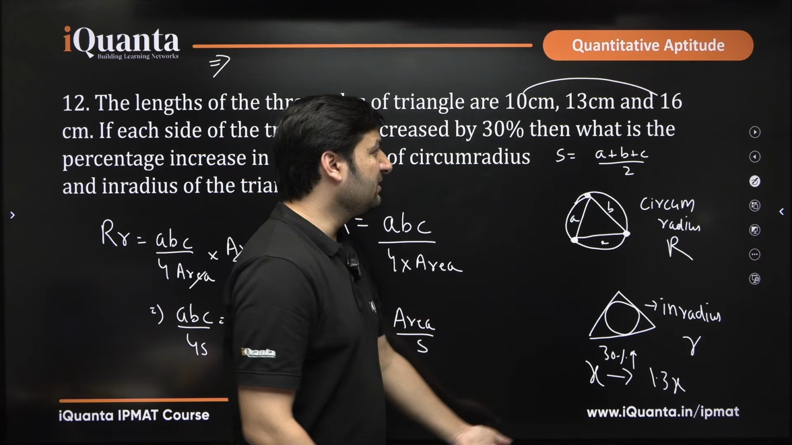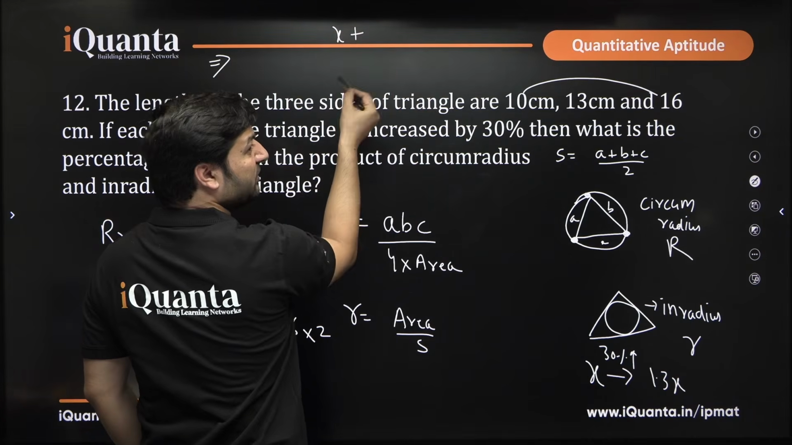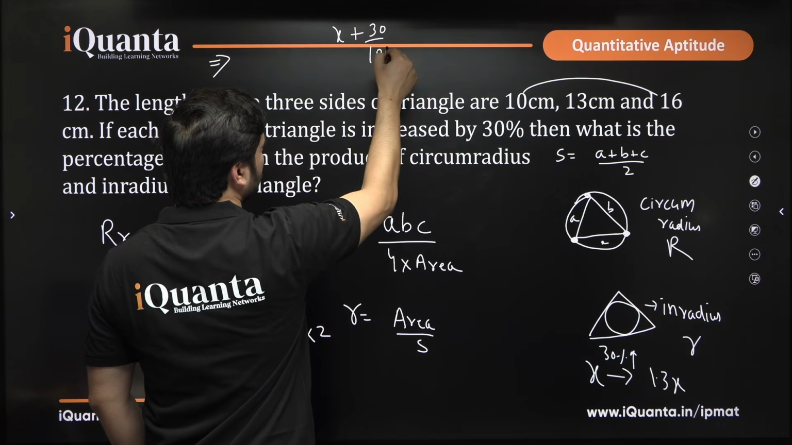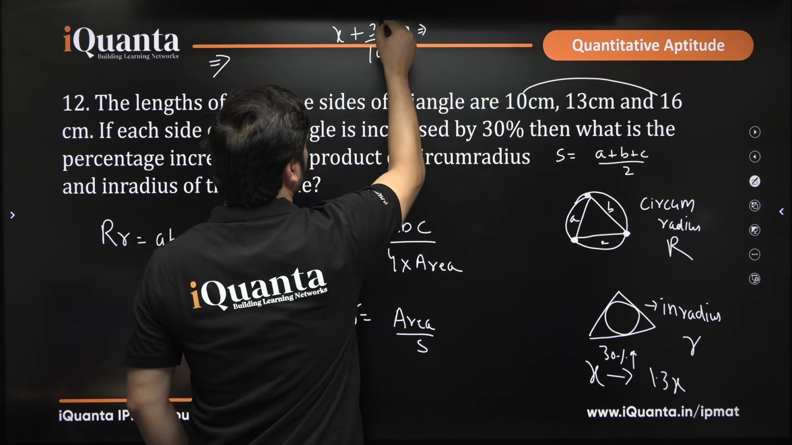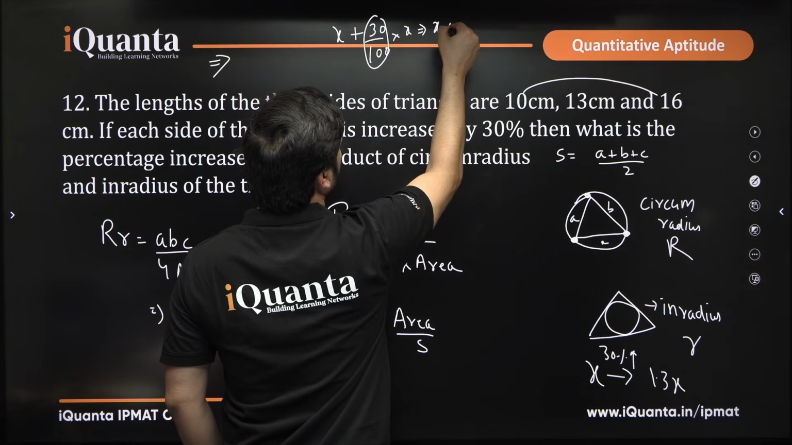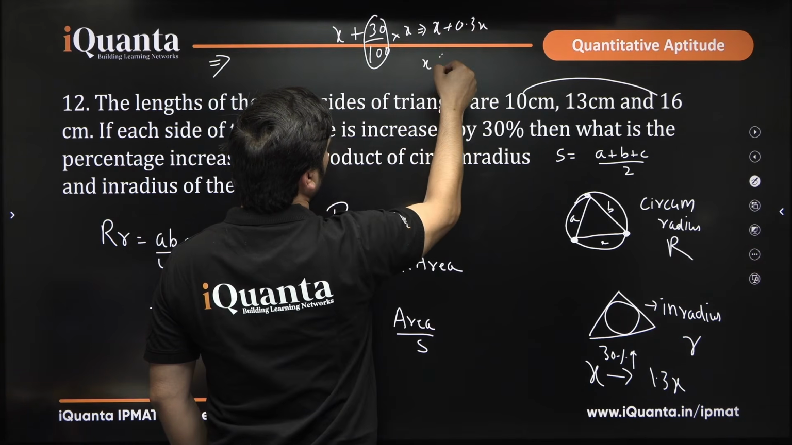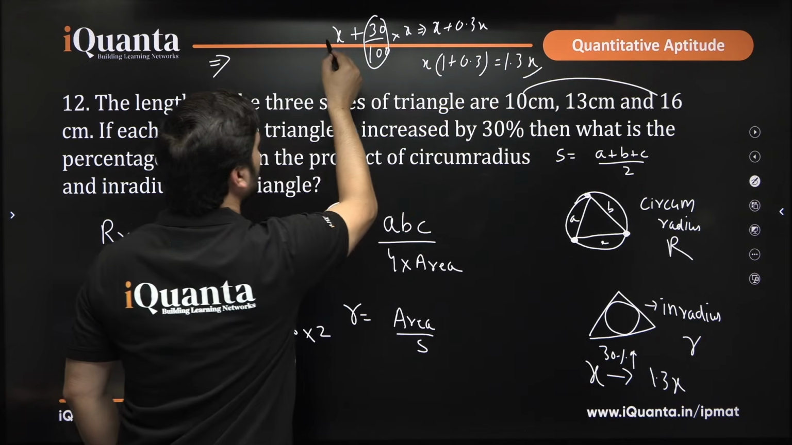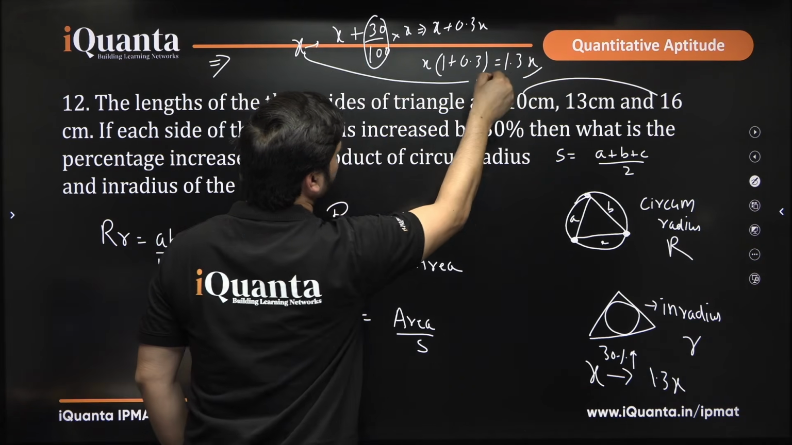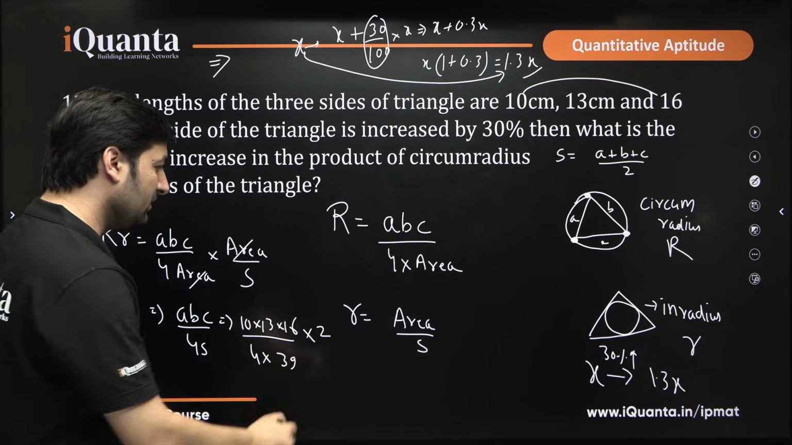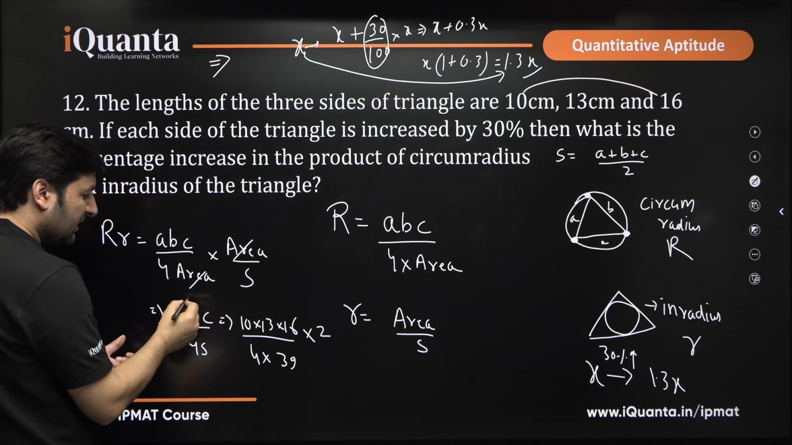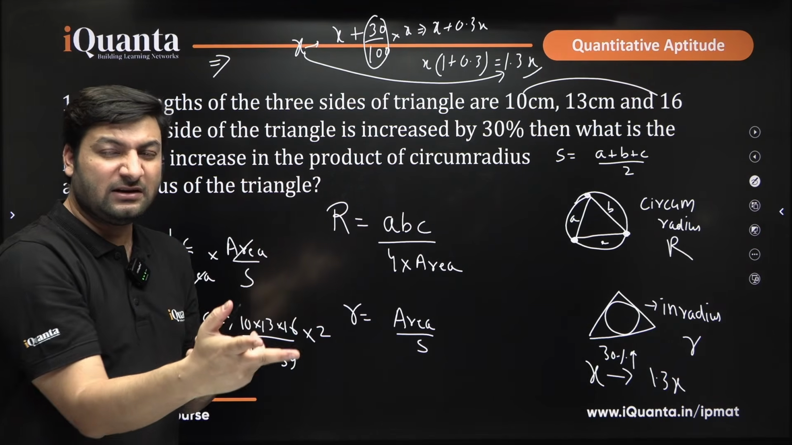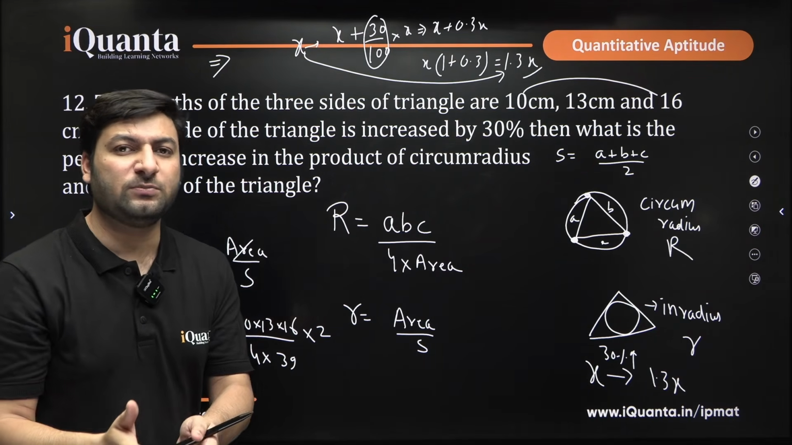Whenever you increase some quantity x by 30%, that means in that particular number x, you are going to add 30% of the same number. So 30 upon 100 gives you 0.3, so x plus 0.3x. Now if you take x common, you get 1 plus 0.3 and ultimately it becomes 1.3x. This is how you can increase a number x by 30% and directly write its increased value. So this a will become 1.3a, because this side is 10, and if you increase it by 30%, it will become 10 into 1.3, that means 13.